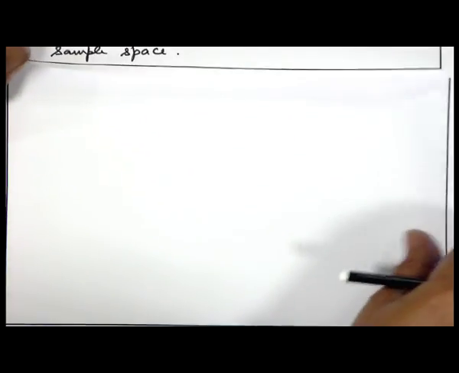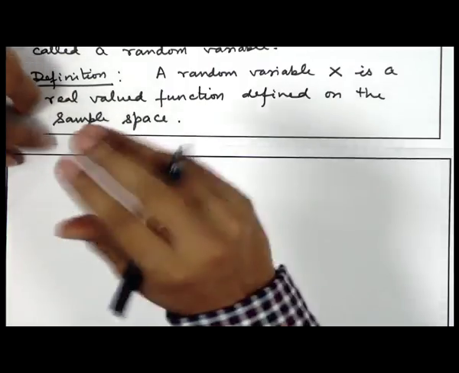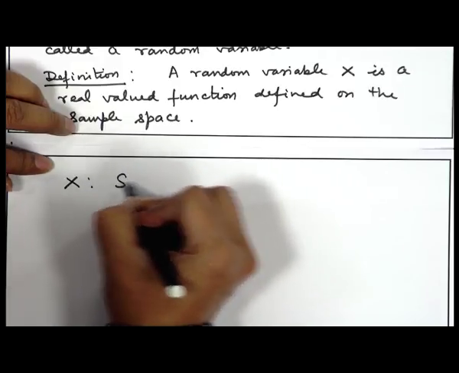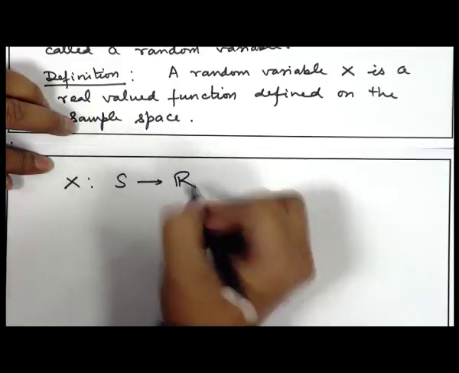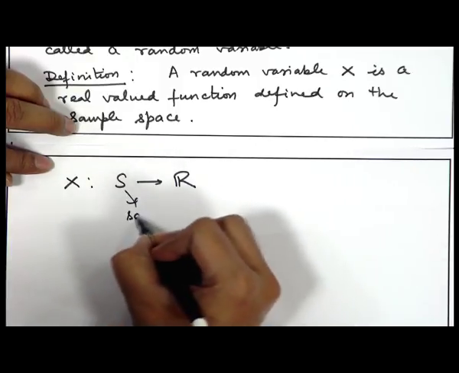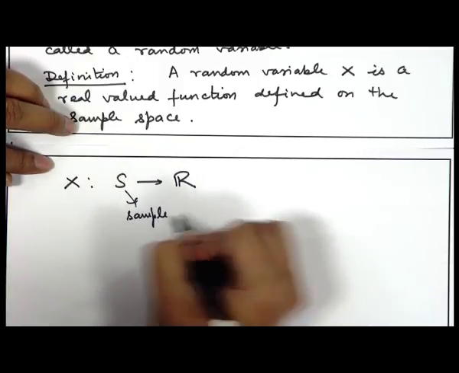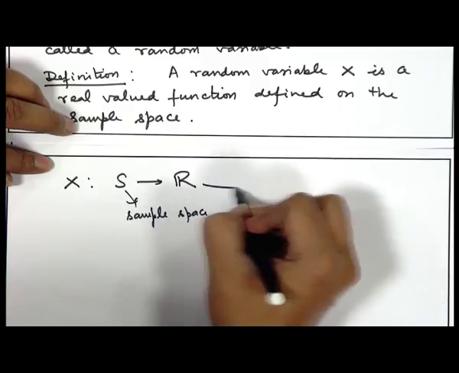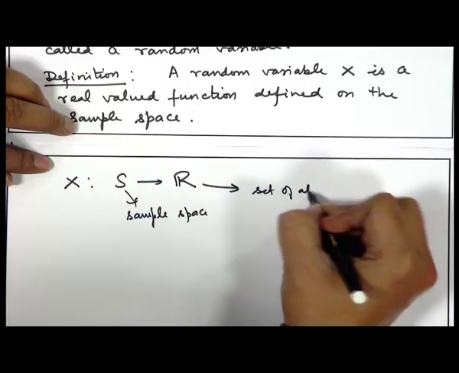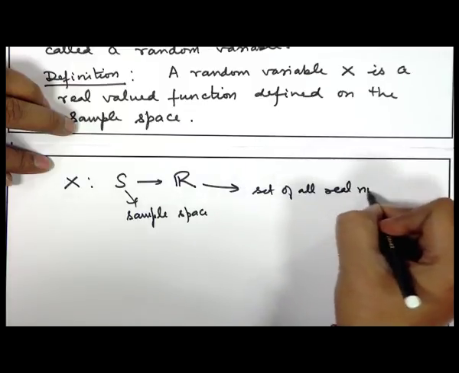How do you write a function? You write a function like f is from A to B kind of thing. So, that means here X is from S to the set of real numbers. S is the sample space and R is the set of all real numbers.